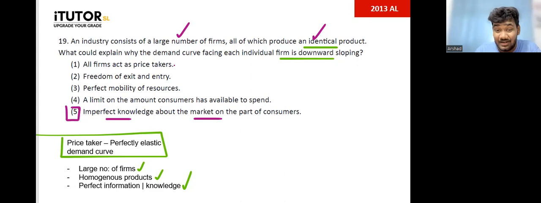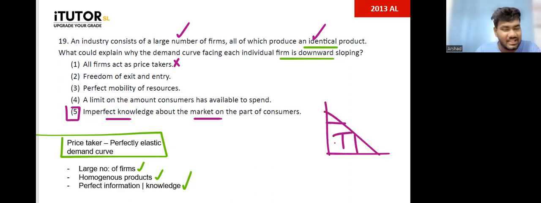So can you say the firm acts as a price taker? Can't, because there's a downward sloping demand curve. Downward sloping means the prices are different. You're not taking the market price. Freedom of entry and exit is not the reason why you have a downward sloping demand curve. Perfect mobility, not the reason. Limit on the amount consumers have available to spend, again, doesn't really impact.